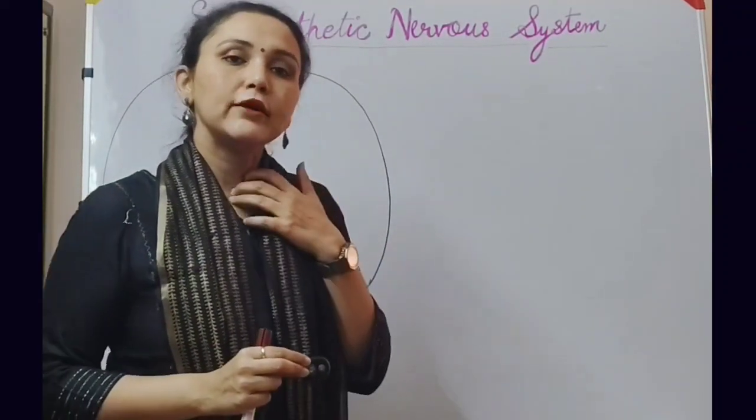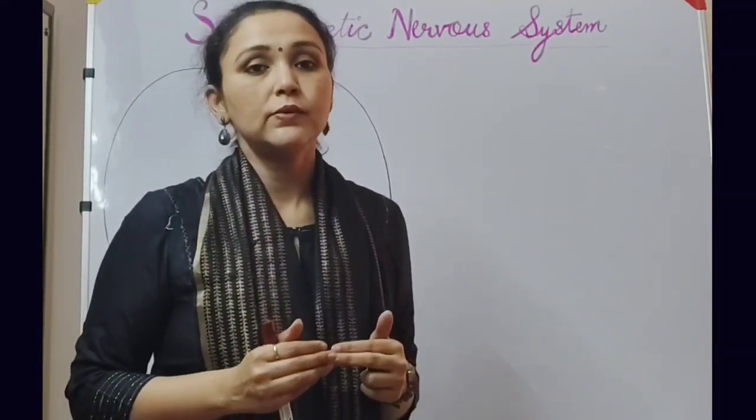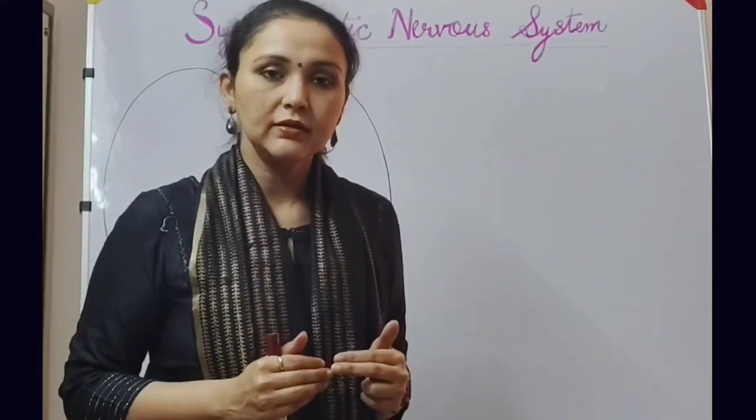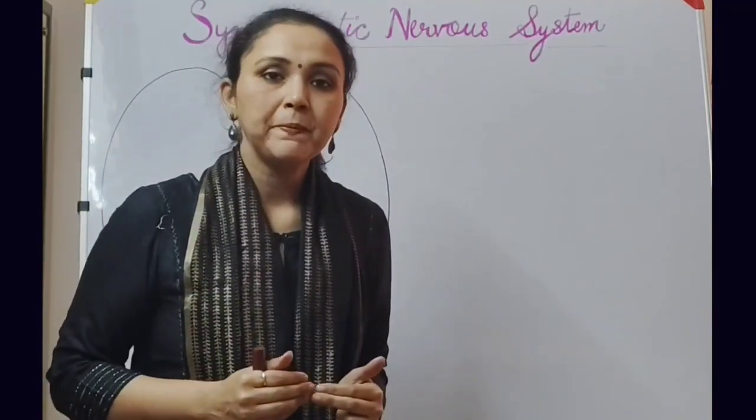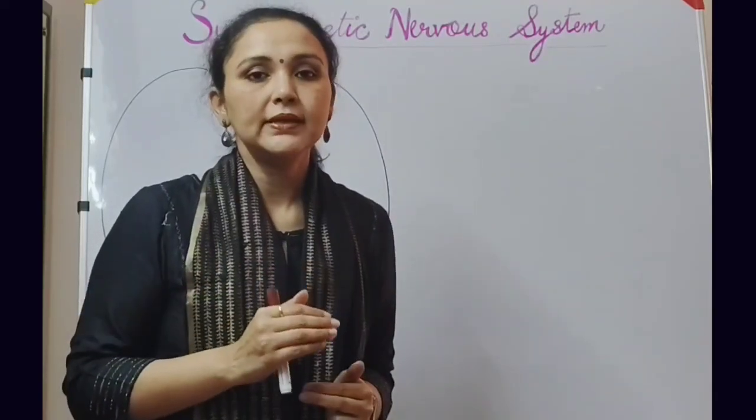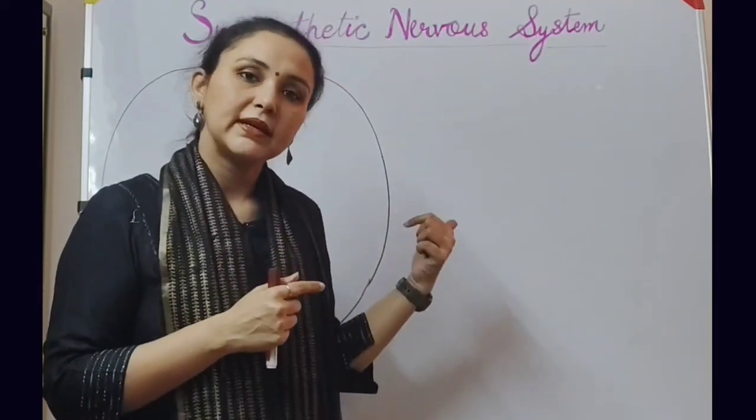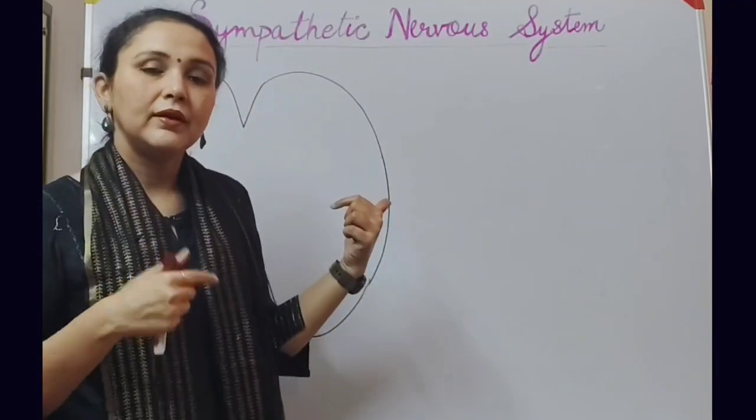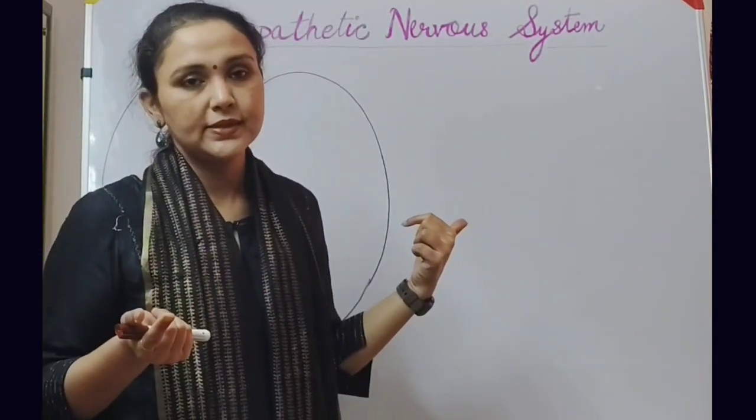So we'll be discussing the autonomic nervous system. Autonomic nervous system, as we know, is the one that controls the viscera, the involuntary functions of the body. It is of two kinds, the sympathetic and the parasympathetic. In this video, we'll be discussing the sympathetic nervous system. In another, I'll be posting one on the parasympathetic nervous system.